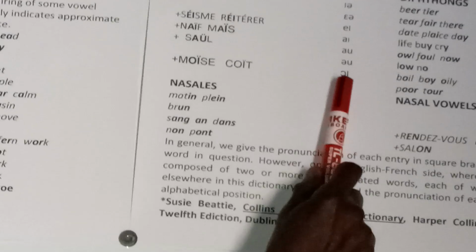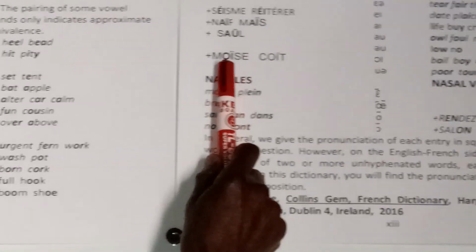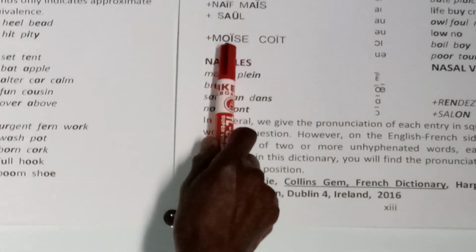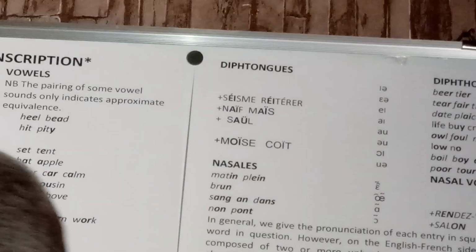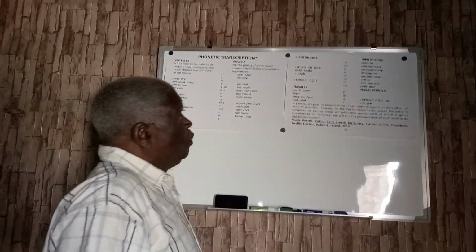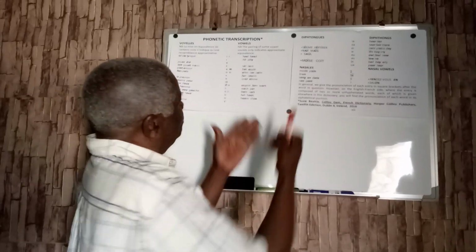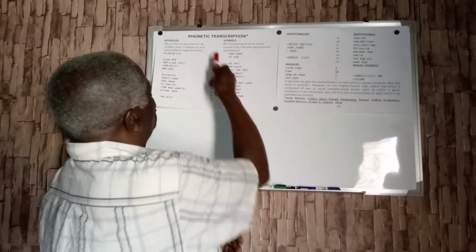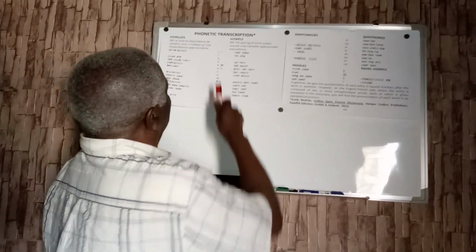Collins says there is no oi sound in French. I say there is oi sound. Again, when there is a tremor, like when you say Moïse, it's moi, oi. So these are the contributions that I thought I should point out so that their next edition would include them in their inventory of vocalic phonetic transcriptions.